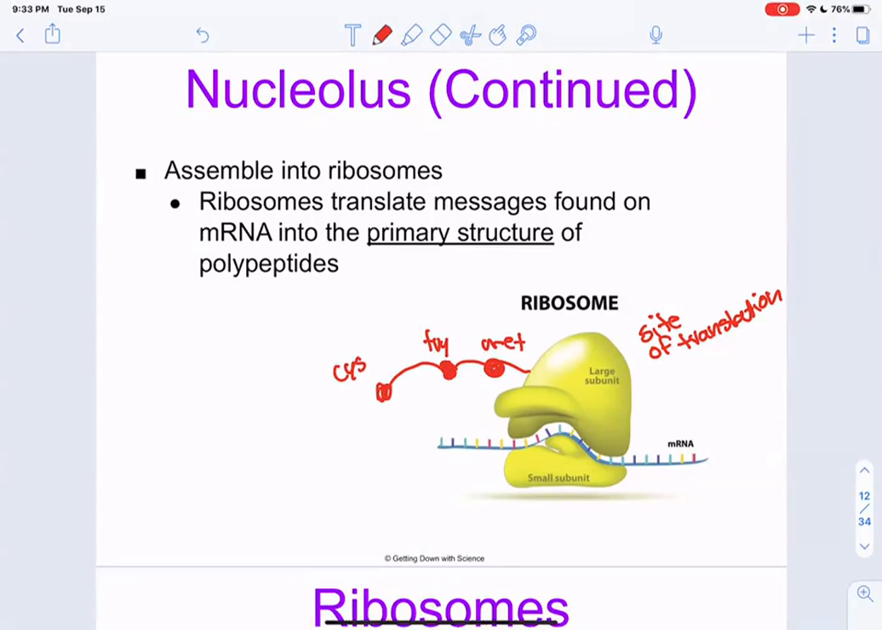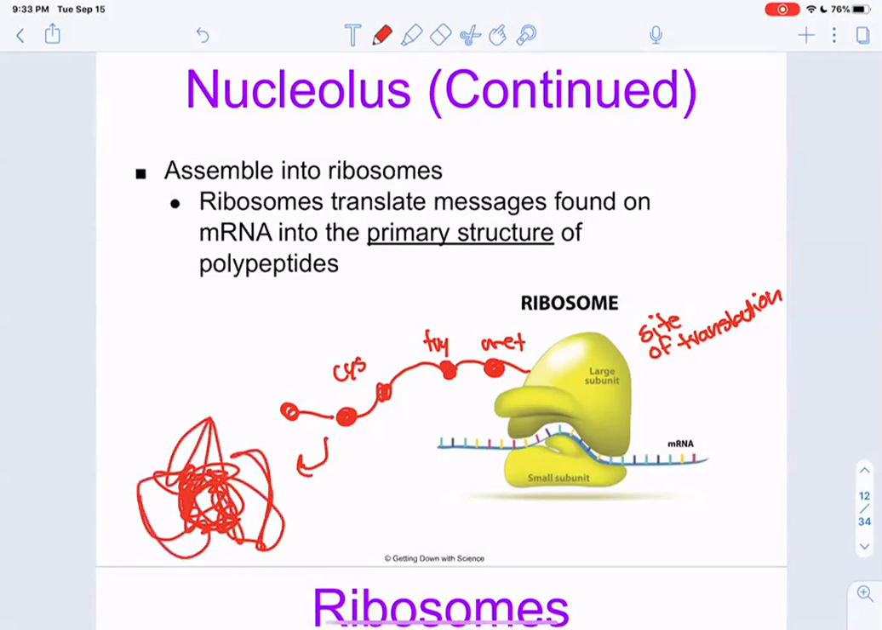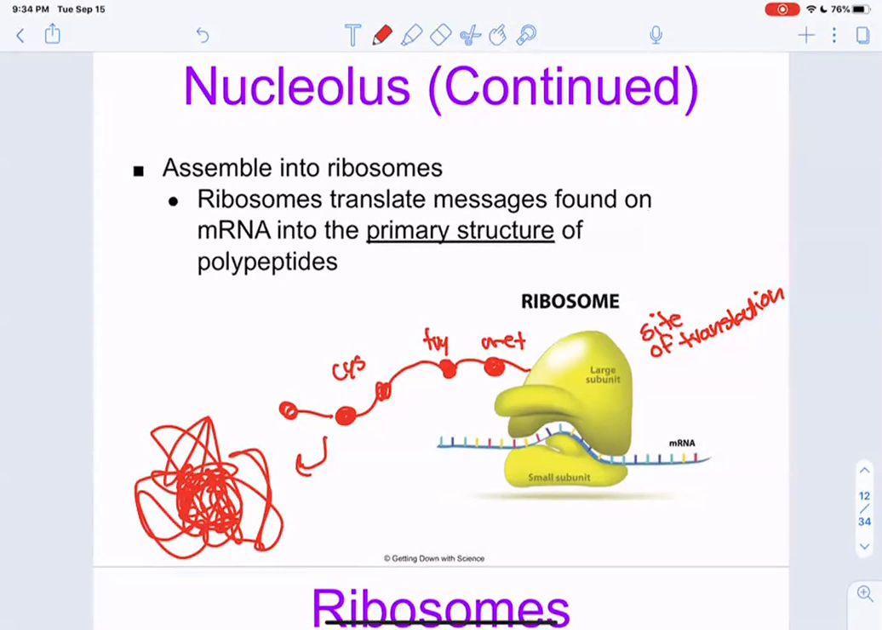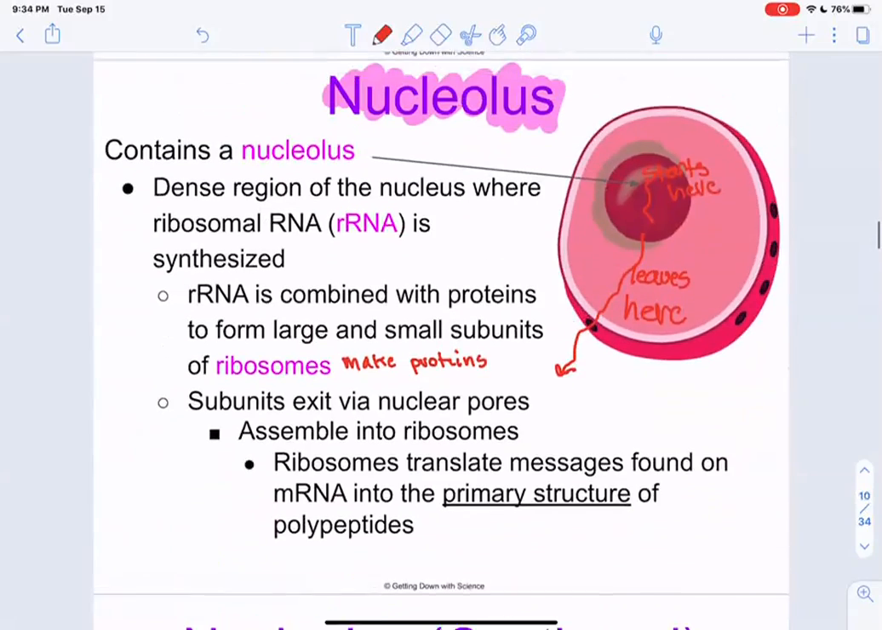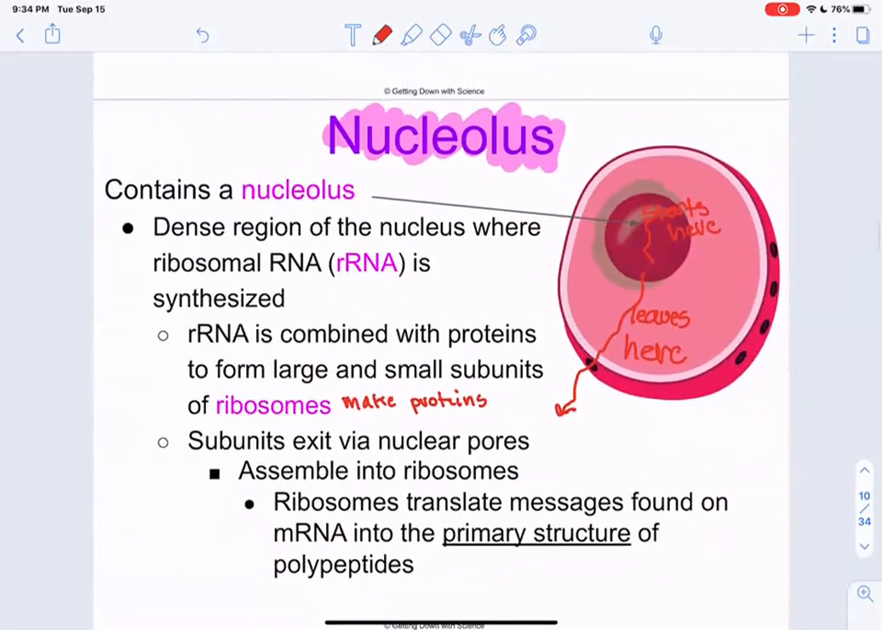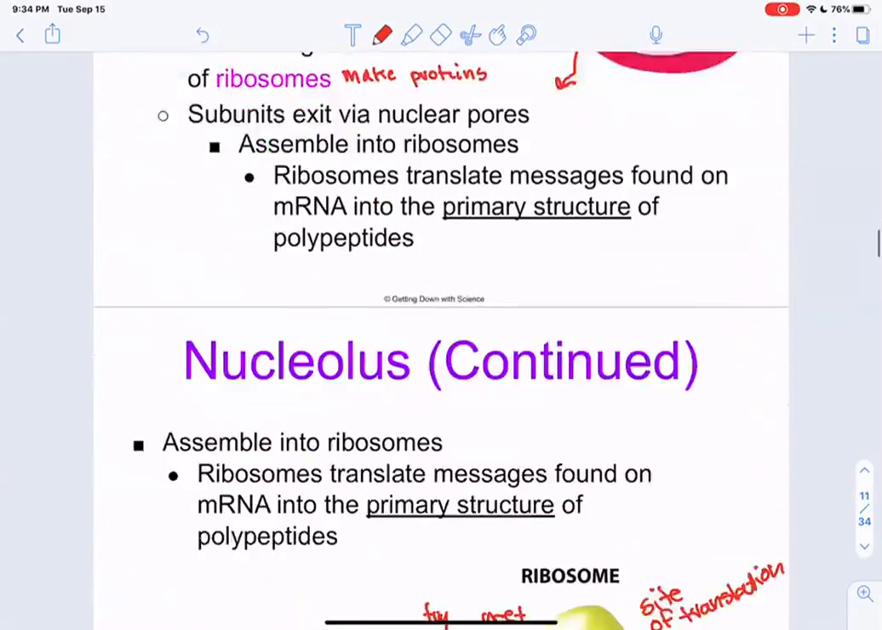creating bonds. We'll see other molecules, and we'll just keep creating these polypeptide chains that will eventually have like a secondary structure with beta pleated sheets and alpha helixes. Eventually it'll form a tertiary structure and then a large quaternary structure. And so this is where it all begins. We can trace back proteins to the ribosomes that are created from the nucleolus, going back to the nucleus. It all starts here at the nucleolus.